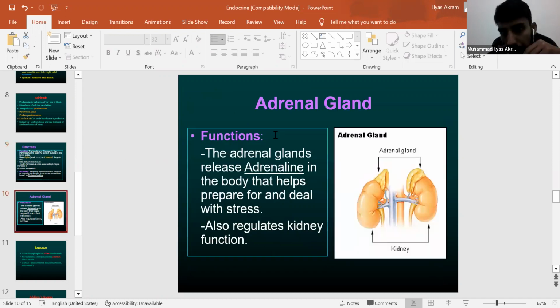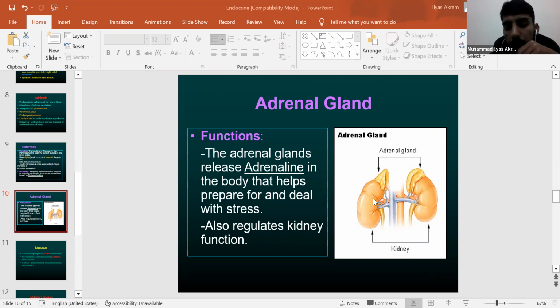And next is the adrenal gland. We say that it is related to the kidney. Adrenal means related to kidney. So the adrenal glands are found on the upper side of the kidney, and they produce a hormone that is known as adrenaline, and it is also called norepinephrine.